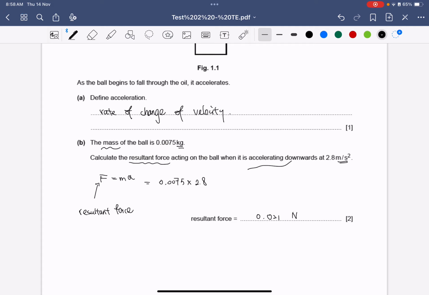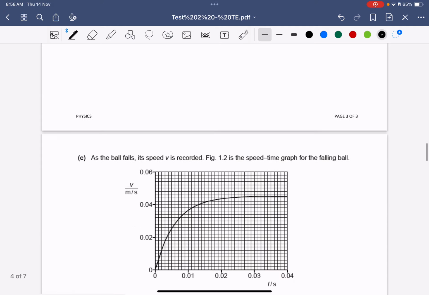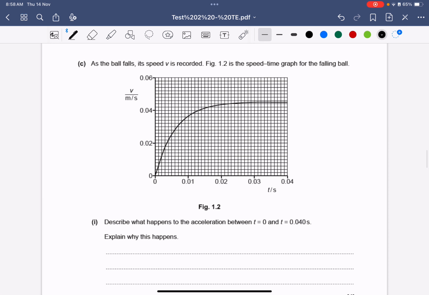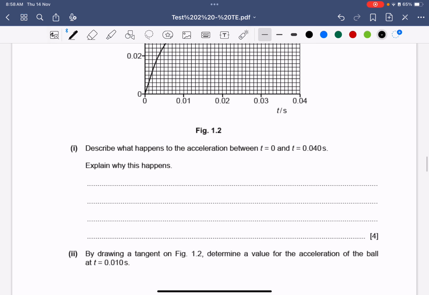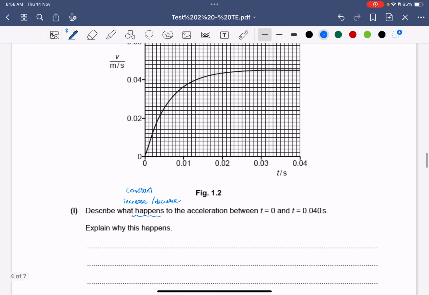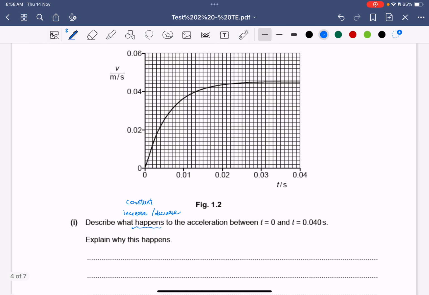Okay, this is still very standard. And then now you will see the speed time graph that we see in the chapter of terminal velocity. And now describe what happens to the acceleration. What happens usually means, does it stay constant? Does it increase? Does it decrease? Things like that. How do we find the acceleration here? From the speed time graph, the gradient is acceleration.